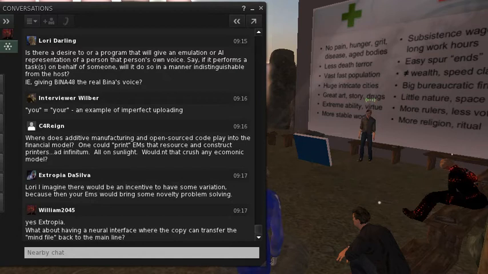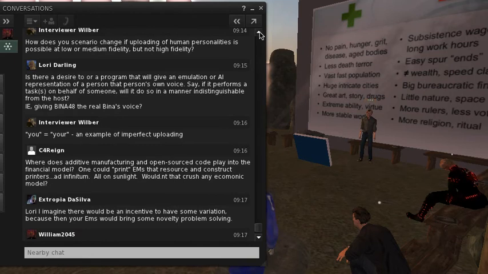Let me go back to William Bainbridge. He says, your answer to the question about brain scanning was quite good. But we need not know today which method will work, but at least one might, given the goal of the project. Then he asks, how does your scenario change if uploading of human personality is possible at low or medium fidelity, but not high fidelity?